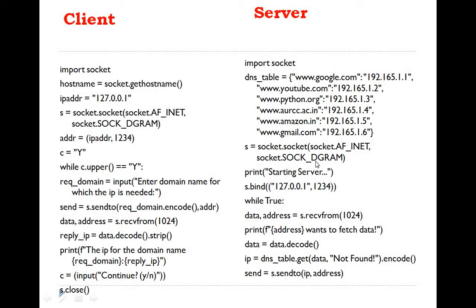Here I'm creating the datagram socket instance and printing that the server is starting. I'm binding the server with this IP address. Then I'm receiving the domain name from the client, decoding the data, and using DNS_table.get, I search for it in this database. I get the result and store it in IP. Now I'm sending this address back to the client. So this is how the client and server work.